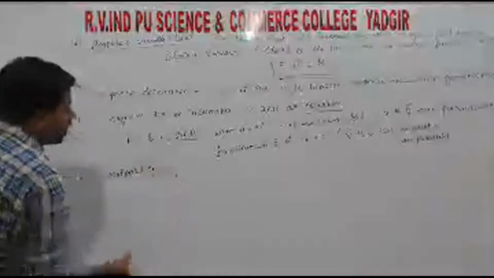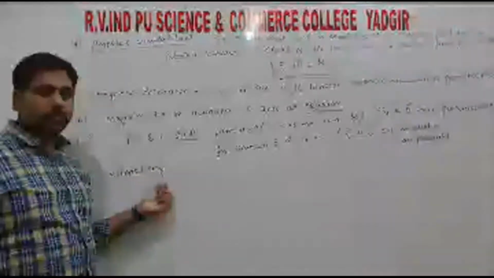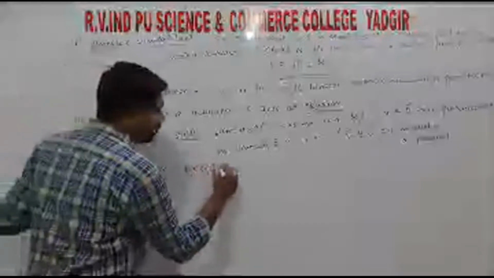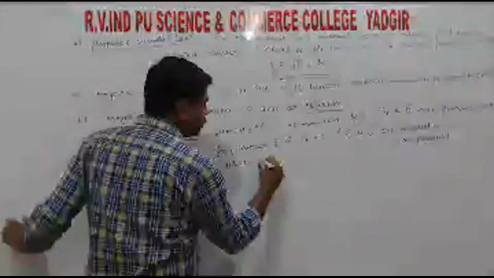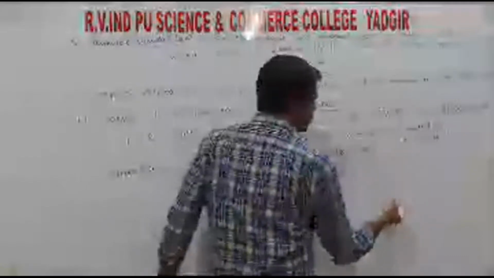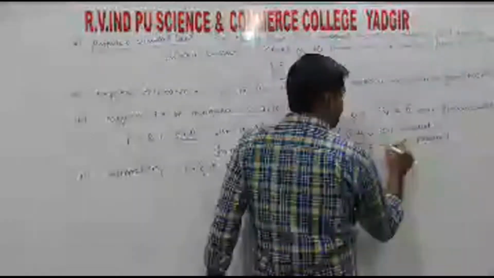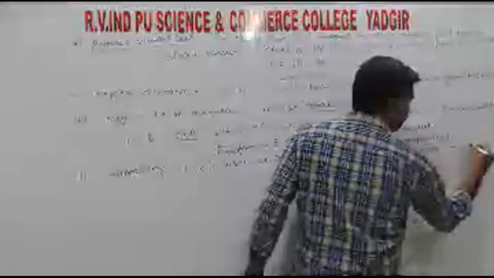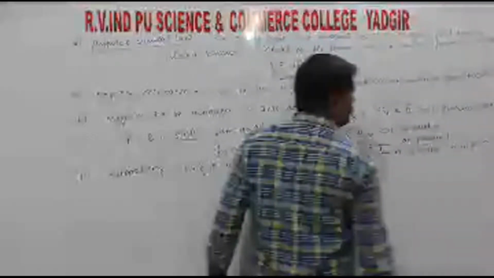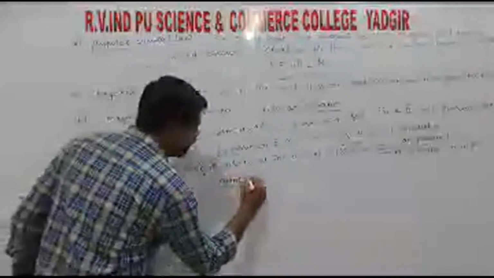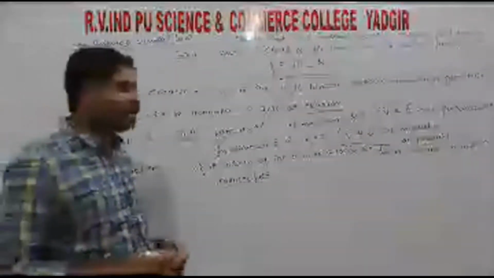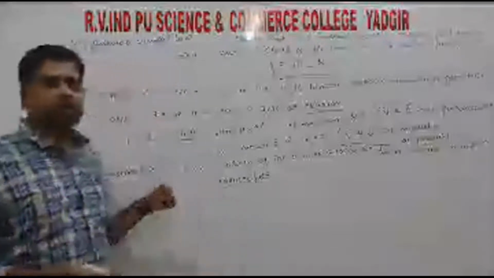Motional EMF, right? So that is electromotive force, motional EMF, right? So motional EMF is induced at the ends of a conductor due to its motion in a uniform magnetic field. So if a conductor is moving in a magnetic field, then at the ends of the conductor EMF is induced. So what do we call that EMF?